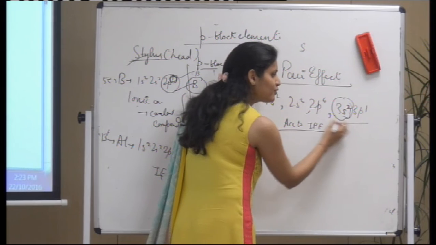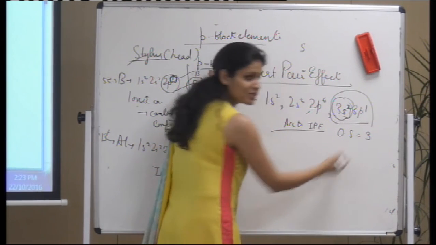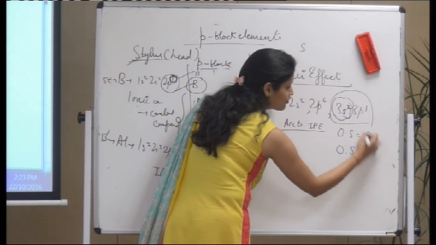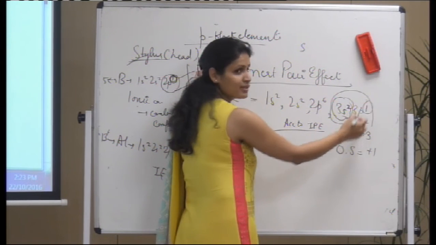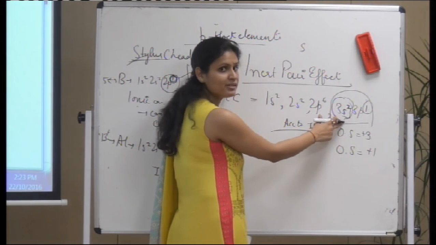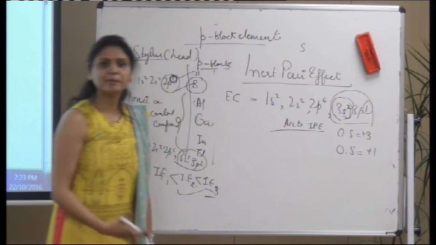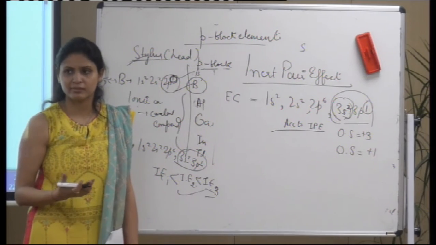So ideally, according to this configuration, you should be saying that the oxidation state should be 3, but actually it is showing oxidation state of +1. How is it possible that it is showing oxidation state 1? When this 3s2 orbital refuses to participate in the bonding. This is what is called inert pair effect. It prefers to stay inert and does not participate in the bonding, right?